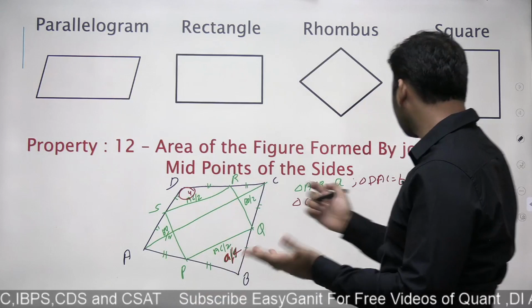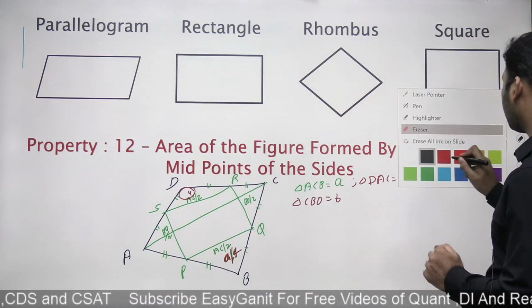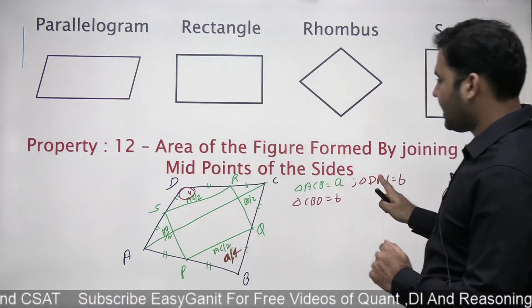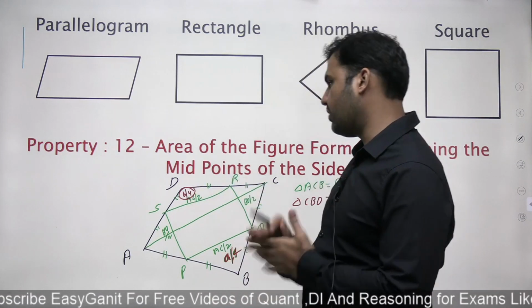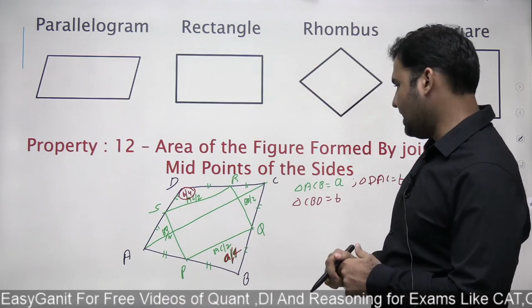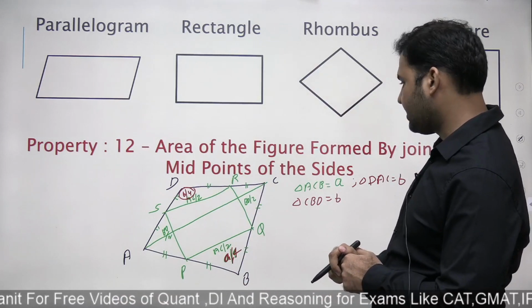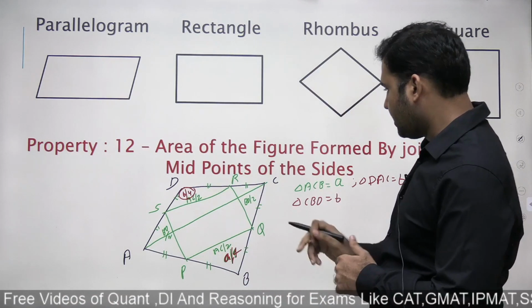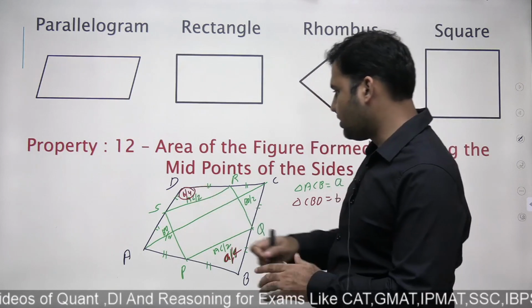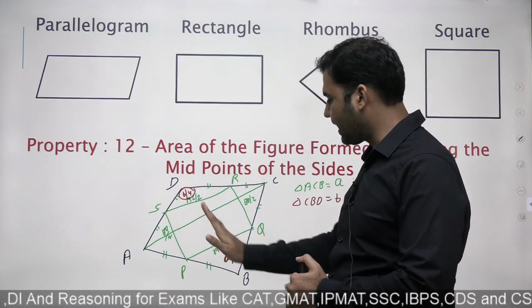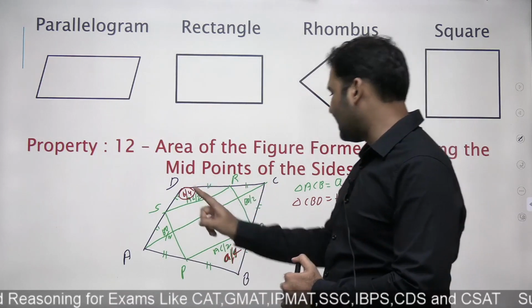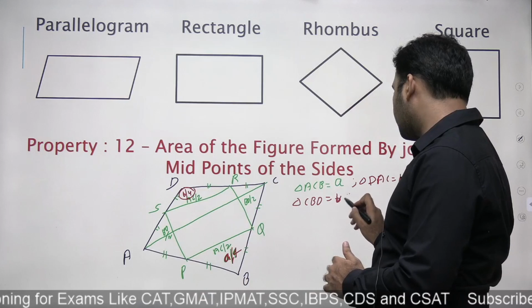They can be different because I'm taking any random quadrilateral. So if I'm saying that the area of triangle DAC is B, then this small triangle will have an area of B by 4, okay? Now, if I look at the triangle CBD, let's not draw the diagonal. CBD, just assume a diagonal coming from D to B. The area of triangle CBD, let's say, is equal to C.